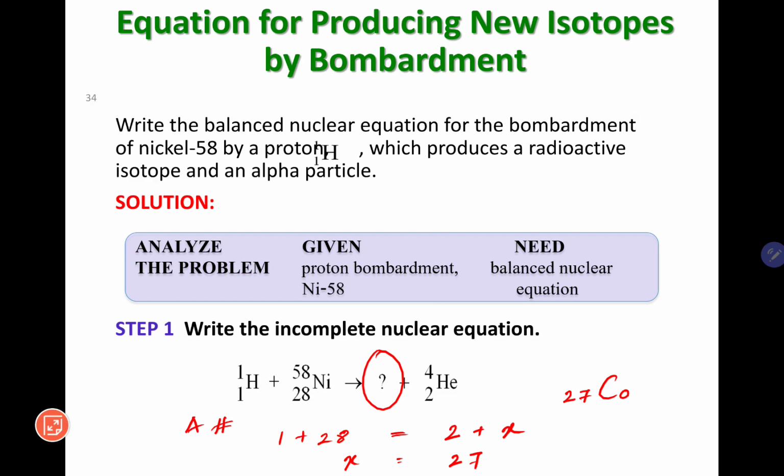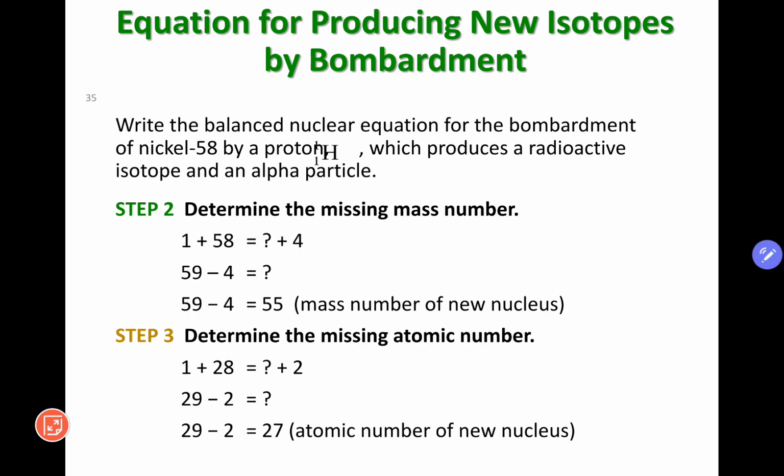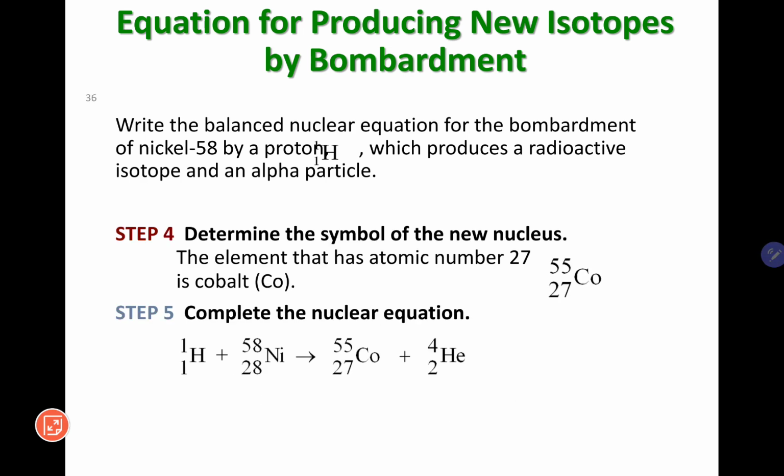Then you look at the mass number sum. On the reactant side, the mass number sum is 59. 58 plus 1 is 59. And on the product side, you only have 4. You need 55 more to make 59, right? So you are generating a radioactive cobalt 55 in this reaction. Here's the breakdown of my calculations. If you want to pause the video and write it down, you can, but I think this is very self-explanatory. So this is what we generate as the new species.